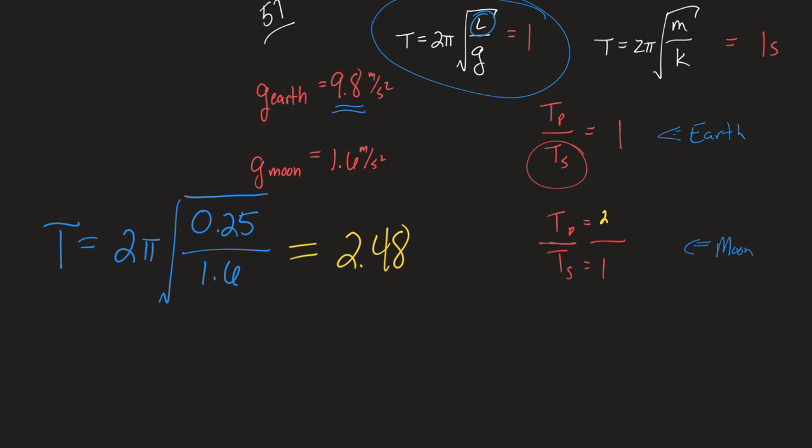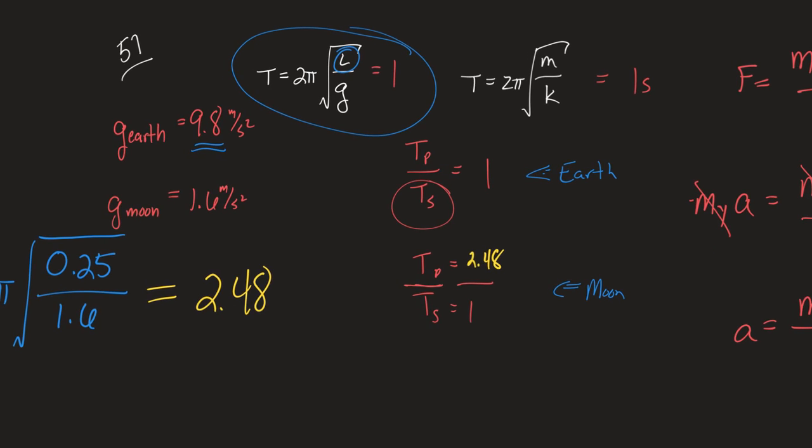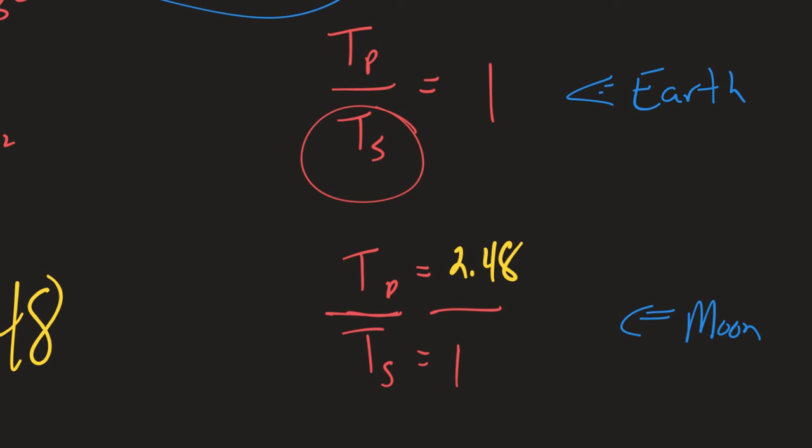0.48. So my new ratio is going to be 2.48. Because we picked 1 second as our starting one, our ratio is just going to be based on how much the pendulum's period changed. So it was 1 to 1 before, now it's 2.48 to 1.